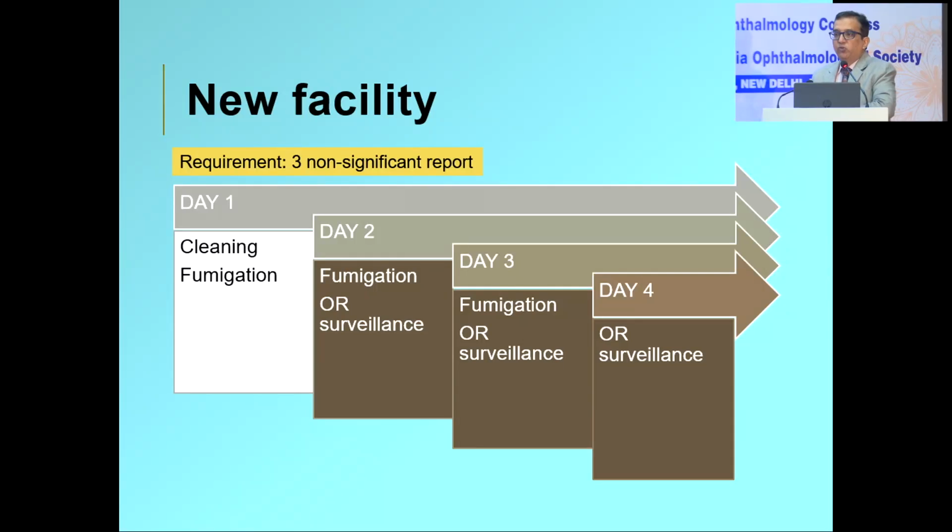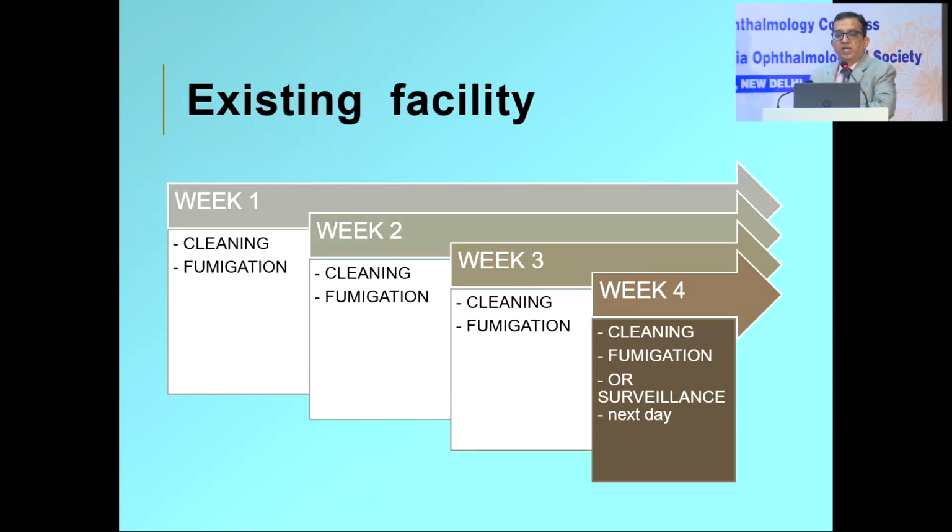Whenever you have a new facility, one should do an OR surveillance on day 1, day 2, day 3 and day 4. This cleaning and fumigation should be done and you should get these 3 non-significant reports, and I'll tell you what a non-significant report is. But once the facility is built, then it should be done. There's no fixed guideline for it. Depending upon the resources that you have, it can be an expensive process. You can do it either fortnightly or at least once a month. That is important, to do it once a month in an existing facility.